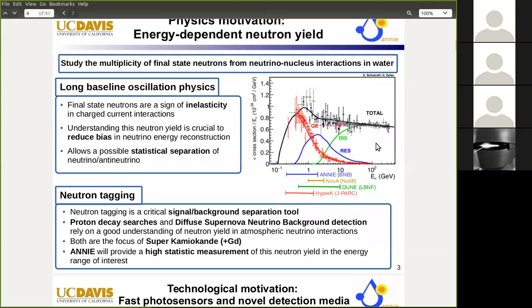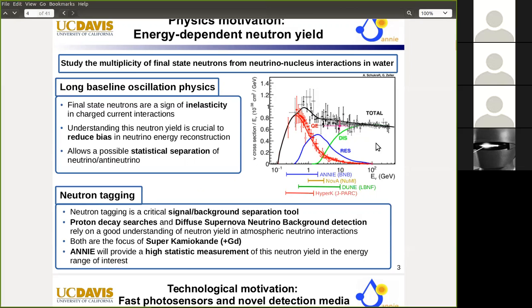As I said, one of the motivations is the study of the multiplicity of final state neutrons from neutrino interactions with the nucleus in water. This is interesting for long-baseline oscillation physics because the presence of final state neutrons after an interaction is a sign of inelasticity in charged current interactions. So understanding this neutron yield is very crucial when it comes to reconstructing an event and reducing any kind of bias you could have in neutrino energy reconstruction. And this also could allow a statistical separation of neutrino and antineutrino in a beam.